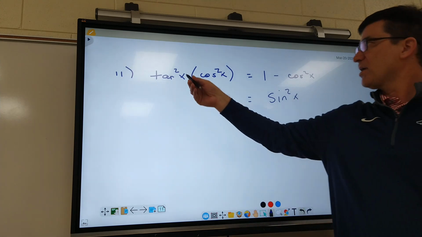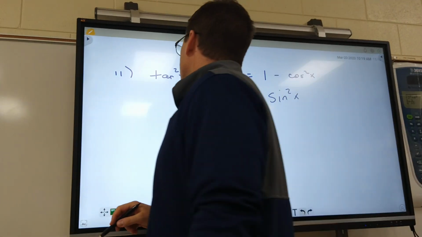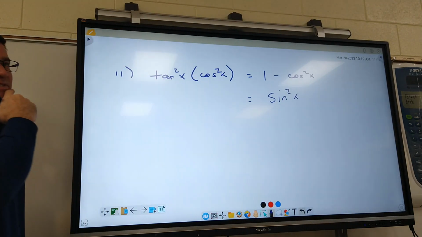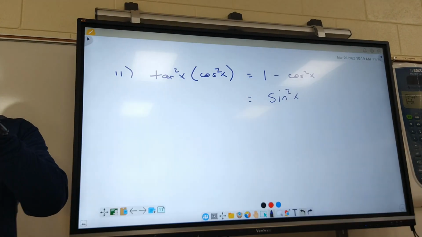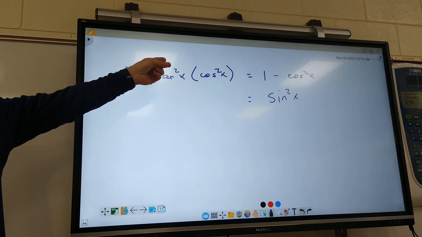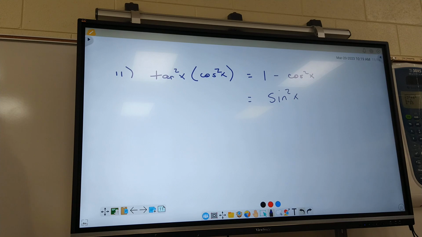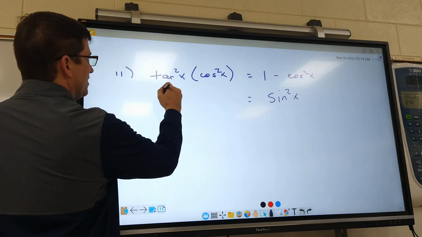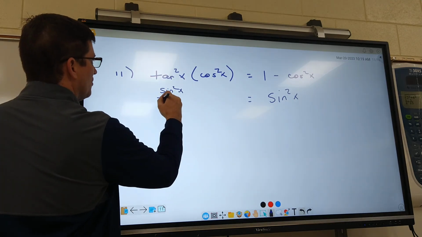All right, Matthew, what can I change tangent squared into? Secant squared x minus 1. Let's not go backwards. You don't want to change it and make it longer or more words. So tangent, use your top formulas, Matthew. Tangent is sine over cosine. Yeah. So I'm going to change that to sine squared over cosine squared.